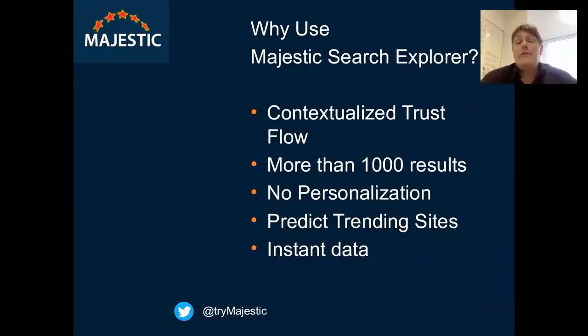So why use Majestic Search Explorer for link building? Well, it's a contextualized Trust Flow for a start. It's also useful as a search engine because we actually return more than 1,000 results. So Google only returns 1,000 results, for example, whereas with our search engine, we can give you 1 million if you need, and that might blow your budget.